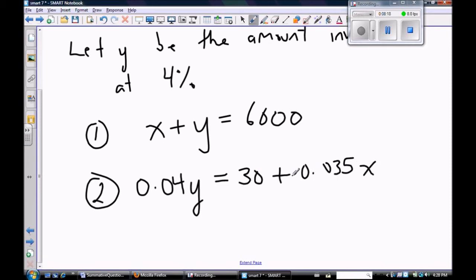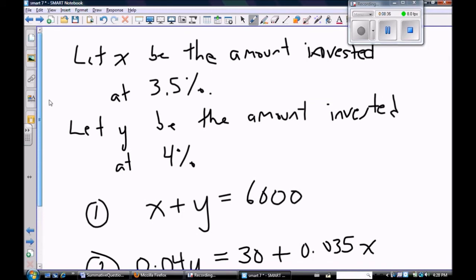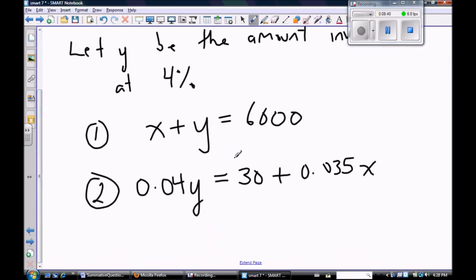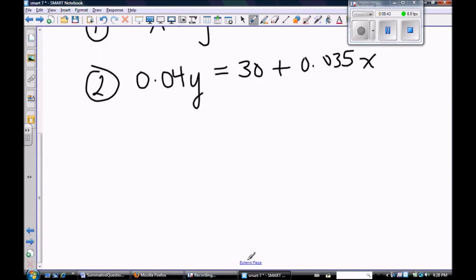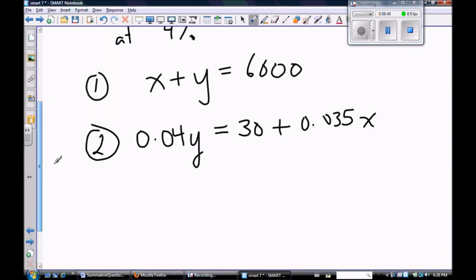So I wrote it backwards just because maybe that'll help if you still don't see that this is exactly what I'm told, that the amount earned at 4% is equal to $30 more than the amount earned in the other account. And that's really the hard part of any word problem, right? Is identifying your variables properly and finding the equations that will help you solve. And once you have the equations, it's now just straight up algebra. So how do you want to solve it? Let's solve by substitution. Why not?